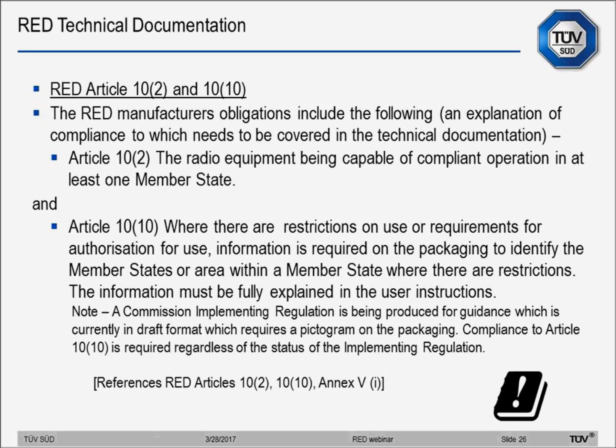As an example, there is the common 5 GHz wireless LAN band, Wi-Fi band, which has a restriction for indoor use only. Note, there is a Commission implementing regulation being produced for guidance, which is currently in draft format, which requires a specific pictogram on the packaging. Just to be clear, compliance to Article 10.10 is required regardless of the status of this implementing regulation.